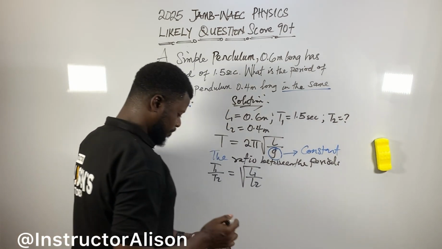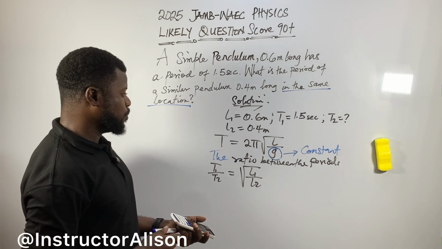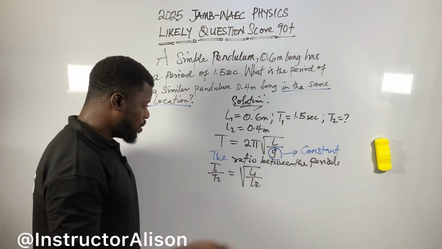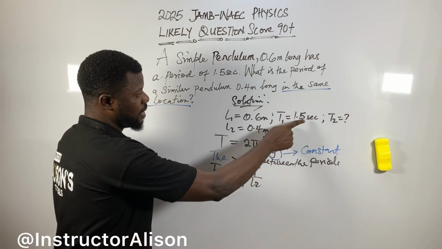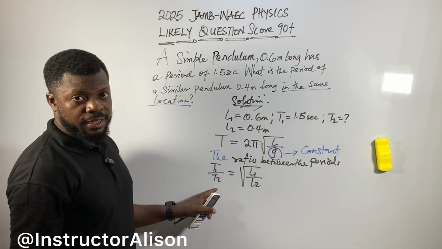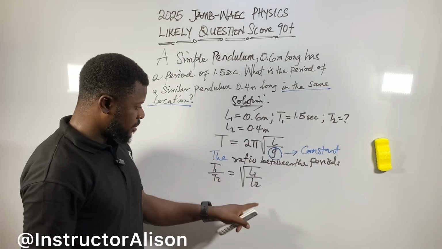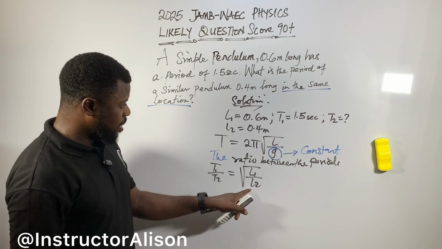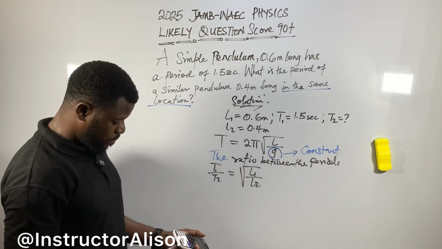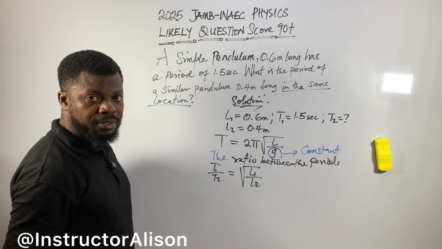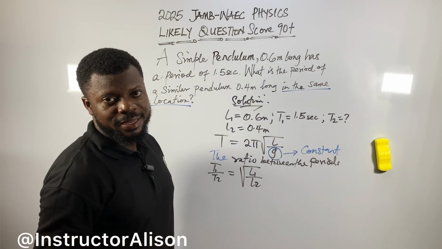So what will be the next thing we are supposed to do for this case now? You haven't finished. Notice that T1 is given as 1.5, T2 you are to find, L1 you are given, L2 is also given. What are you going to do now? Pack everything and put it inside. Answer me now.